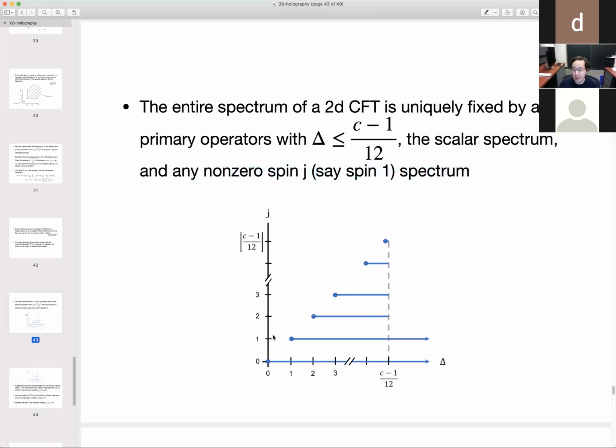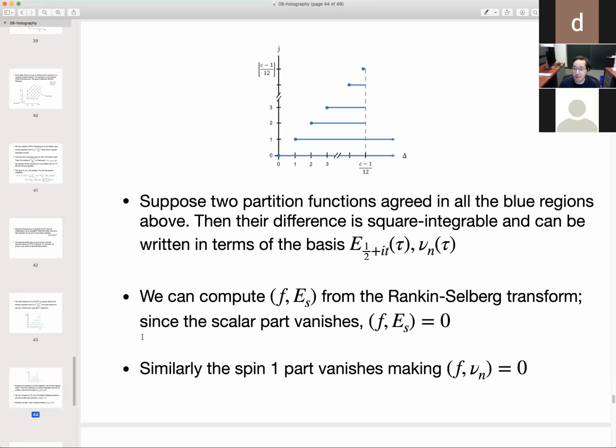So here's a picture in some Chew-Frautschi type plot. On the x-axis, I plot the total conformal dimension, and on the y-axis, I plot the spin. And there's a unitarity bound. Everything must lie below this line right here. If you tell me all operators in this triangle regime and all operators of spin 0 and spin 1, the remaining operators, their conformal weights and degeneracies are uniquely determined. You can't mess with them. And the proof is very simple.